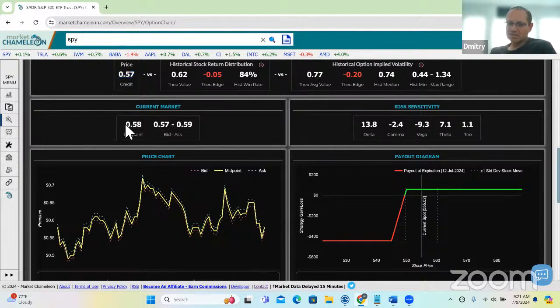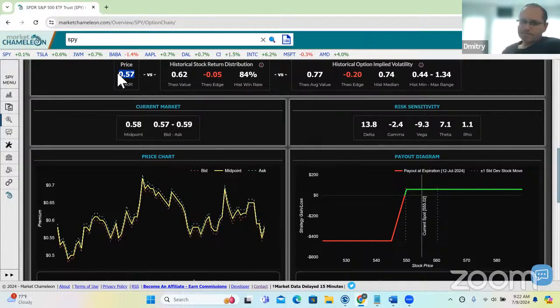The midpoint is 58 cents. You want to be aware of that, because when you're trying to execute a trade, you want to get the best price possible. If you're selling, you want to get the highest price possible. If you're buying, you want to get the lowest price possible. Because the lower you buy, the less risk and higher potential reward. The higher you sell, the less risk you have with potential greater reward. So the more you sell this, the more potential reward, and now you have more cushion, less risk.